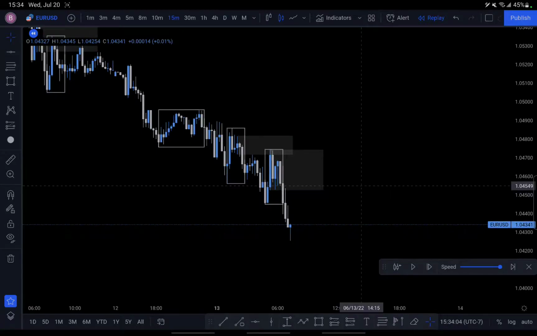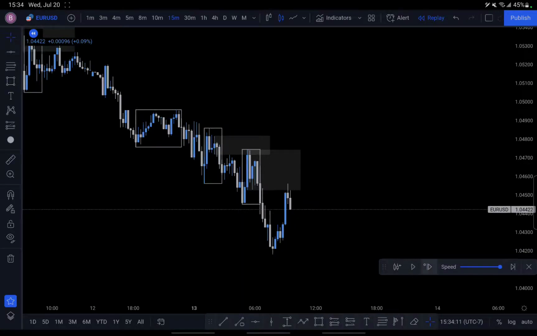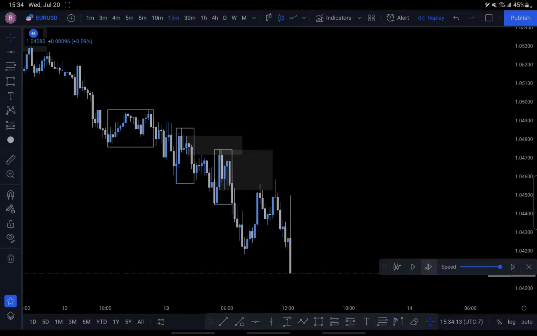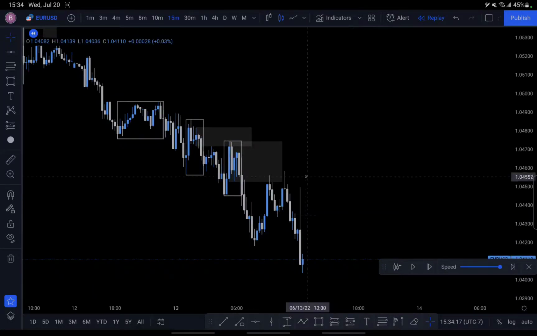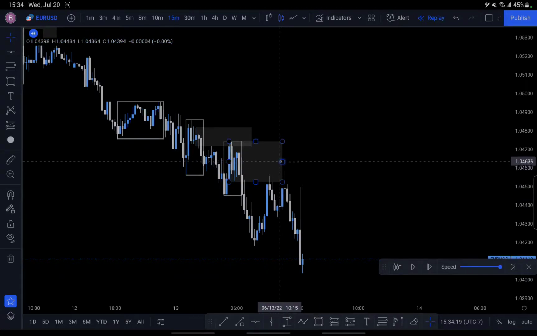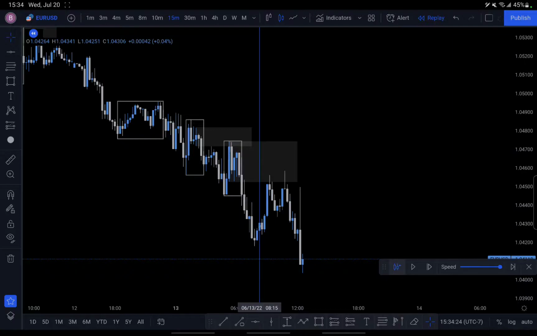So let's just keep watching price, see if price wants to come back up. Okay, does price stay there before moving down? Yes. Okay, so price tested our zone here. Now let's rewind price so we can see how price played out.